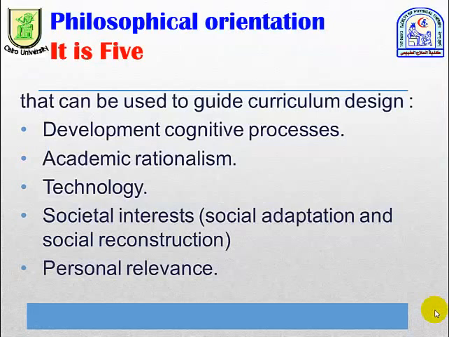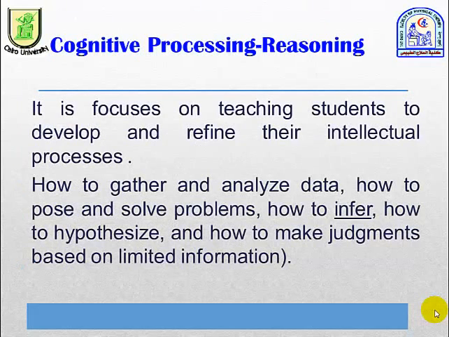In the last table, we mentioned for preparation of the class, we have philosophical orientation. These philosophical orientations are 5 in number. They can be used to guide curriculum design. First one, development of cognitive process. Next, academic rationalism. And then technology: what kind of technology you are going to use? And then social interest, which means social adaptation and social reconstruction. The last point, personal relevance.